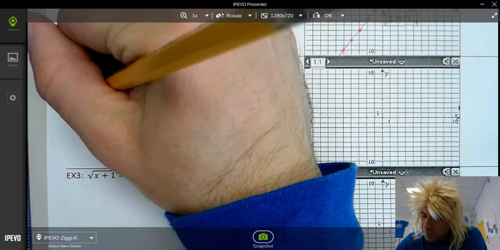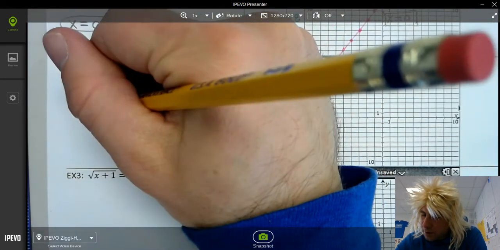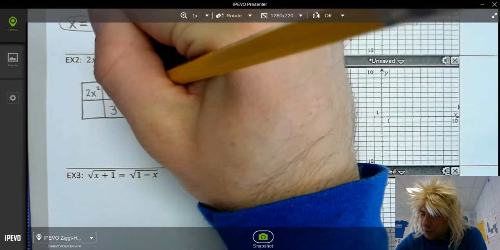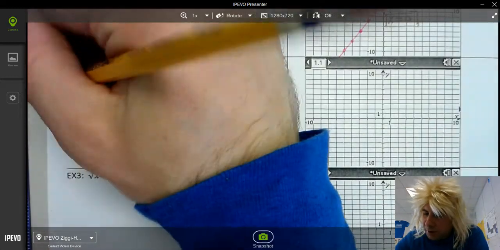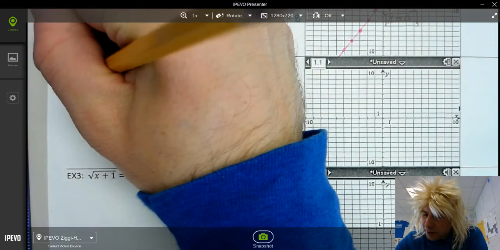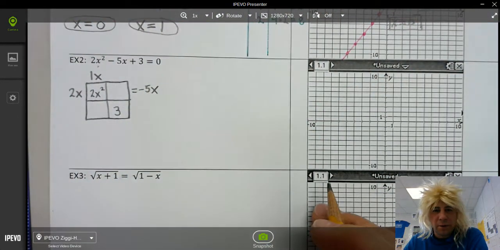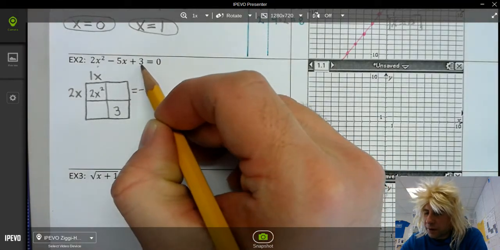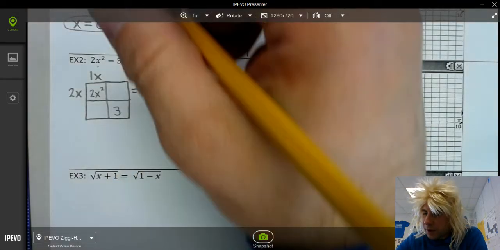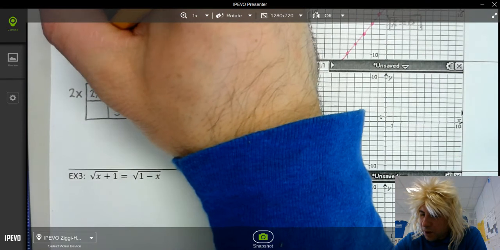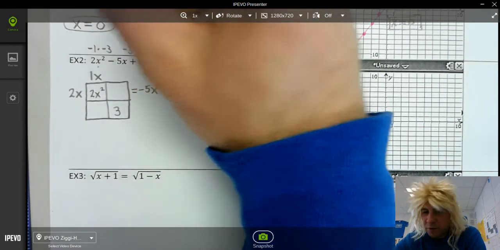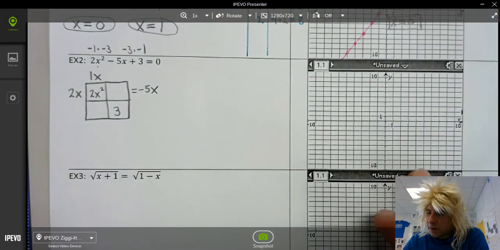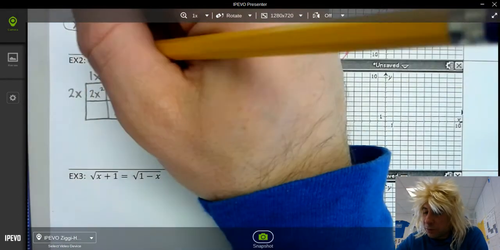So first term, last term, and we want the middle terms to combine to be negative 5x. Okay, so we know that 2x times 1x make 2x squared. Now we need to find all the combinations to make 3. So we know that negative 1 times negative 3 and negative 3 times negative 1 are your only combinations. So let's see which one, if one or none of them work.